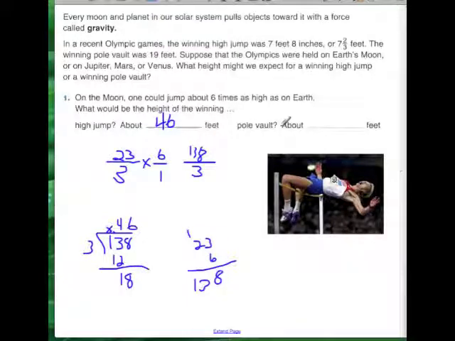All right, now how about the pole vault? So we go back into our paragraph here and said the winning pole vault was 19 feet. And so we know that it's 6 times as high as on Earth. So we're going to take 19 times 6. 6 times 9 is 54. Bring down our 4. Carry our 5. 6 times 1 is 6, plus 5 is 11. So the winning pole vault on the moon would be 114 feet.